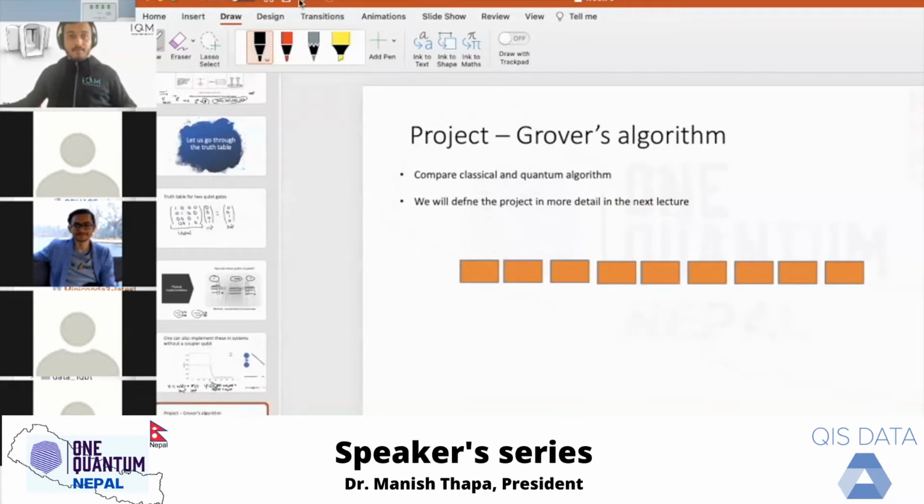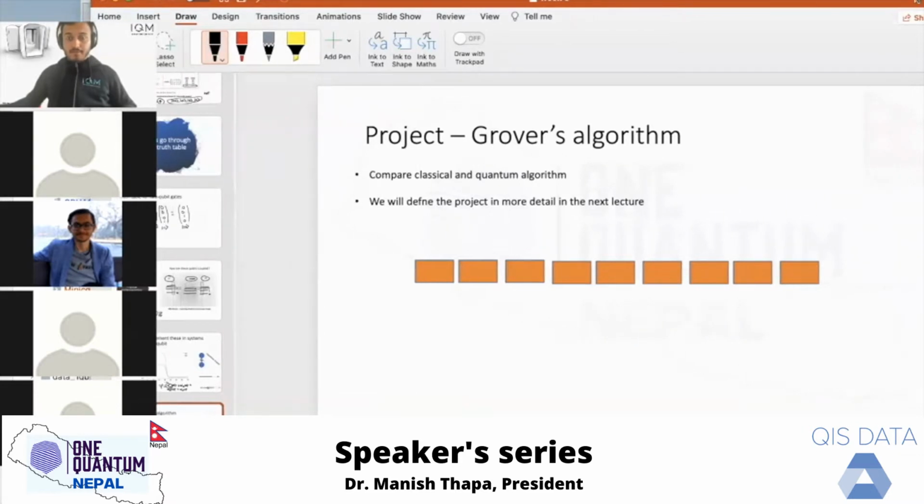Okay, since we are running out of time, in the last few minutes, I will tell you what the project is going to be about. In this project, we're going to write a quantum algorithm, which we call Grover's algorithm. And this is one of the simplest quantum algorithms, which people first discovered when they were thinking about quantum computers, right? So what does this algorithm do?